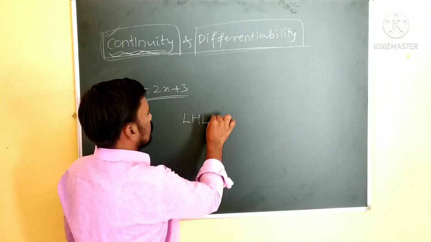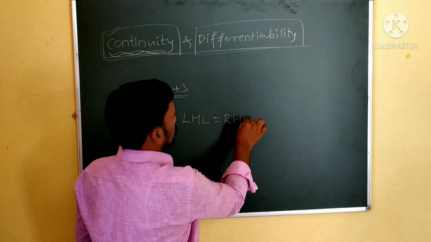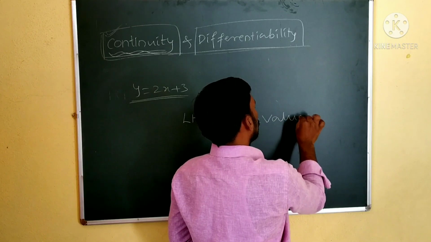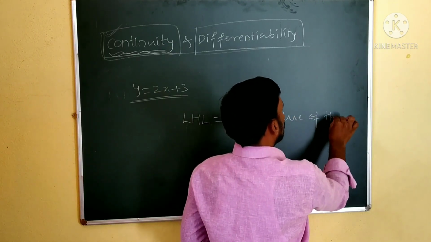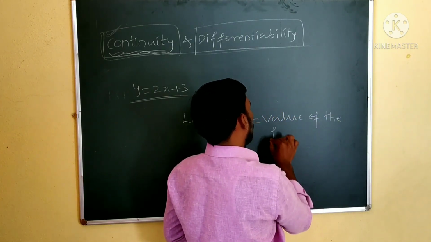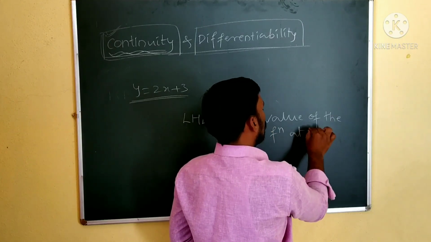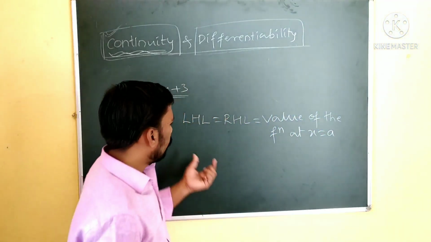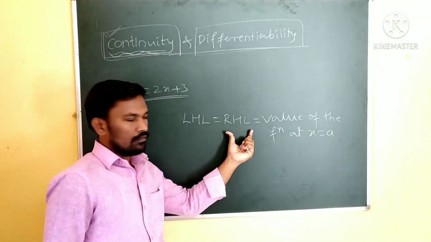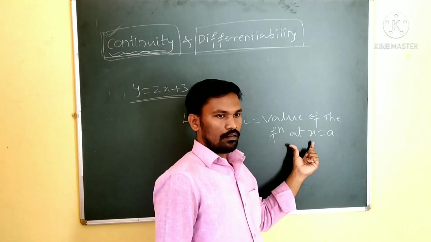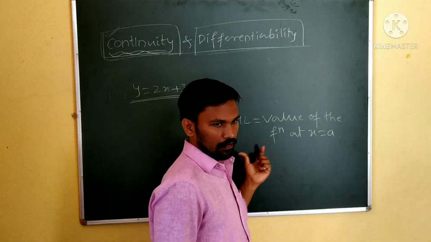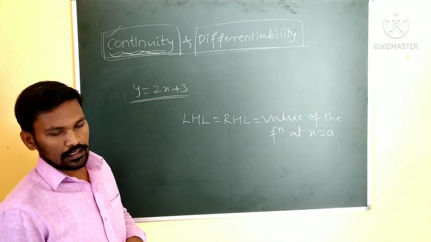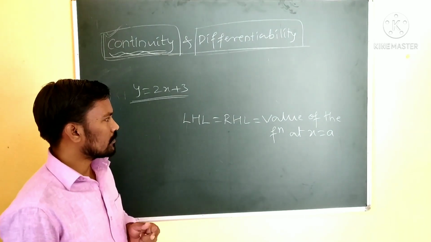LHL is equal to RHL is equal to the value of the function at a given limit point, say a. If the left hand limit value, right hand limit value and value of the function are all the same, if all 3 values are equal, then that function is a continuous function. Otherwise it is not a continuous function.